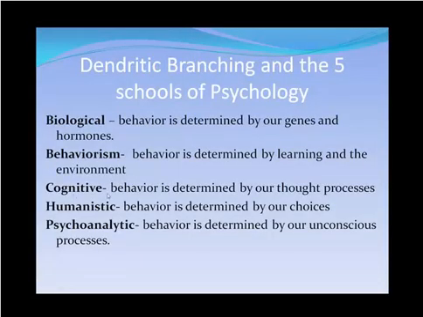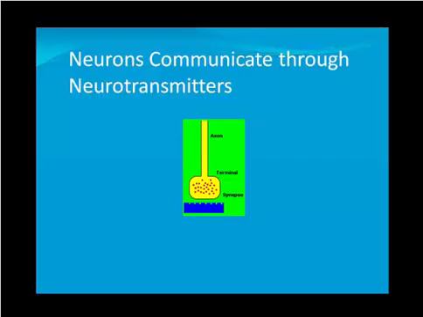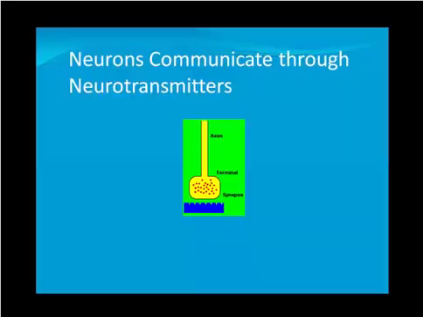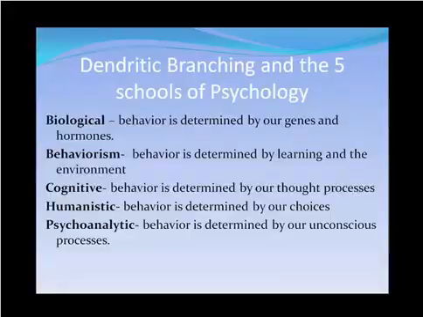All right, let's see about cognitive. Now, how can we explain this? Well, cognitive says that our behavior is determined by our thought processes. So let me go back. Guess what actually causes your dendrites to grow? You have to repeatedly stimulate them. And how do you repeatedly stimulate them? By thinking about things. So let's go back right here.